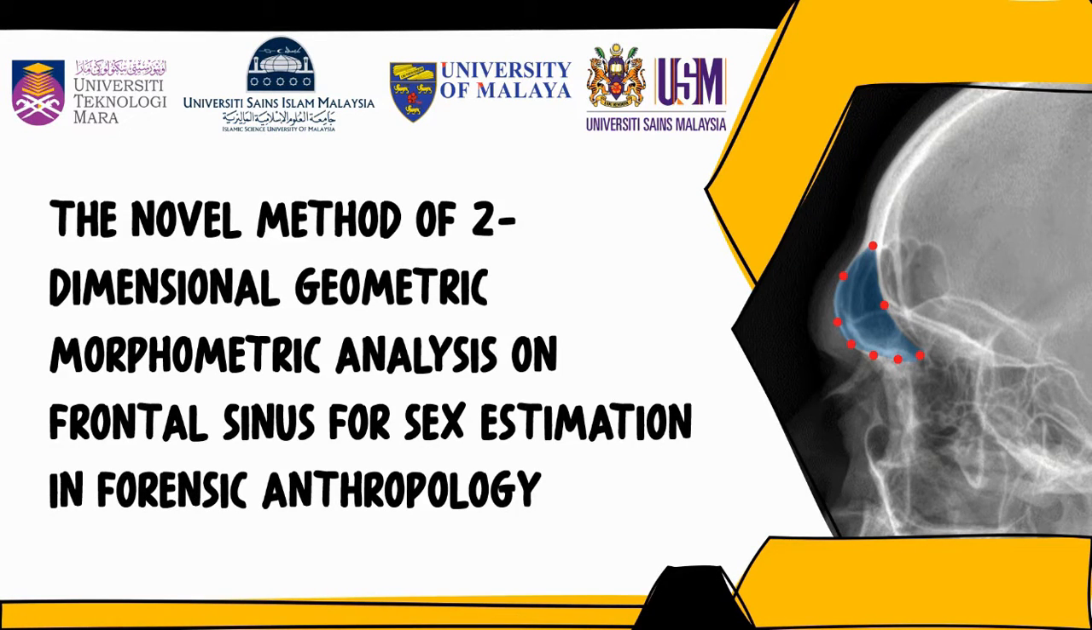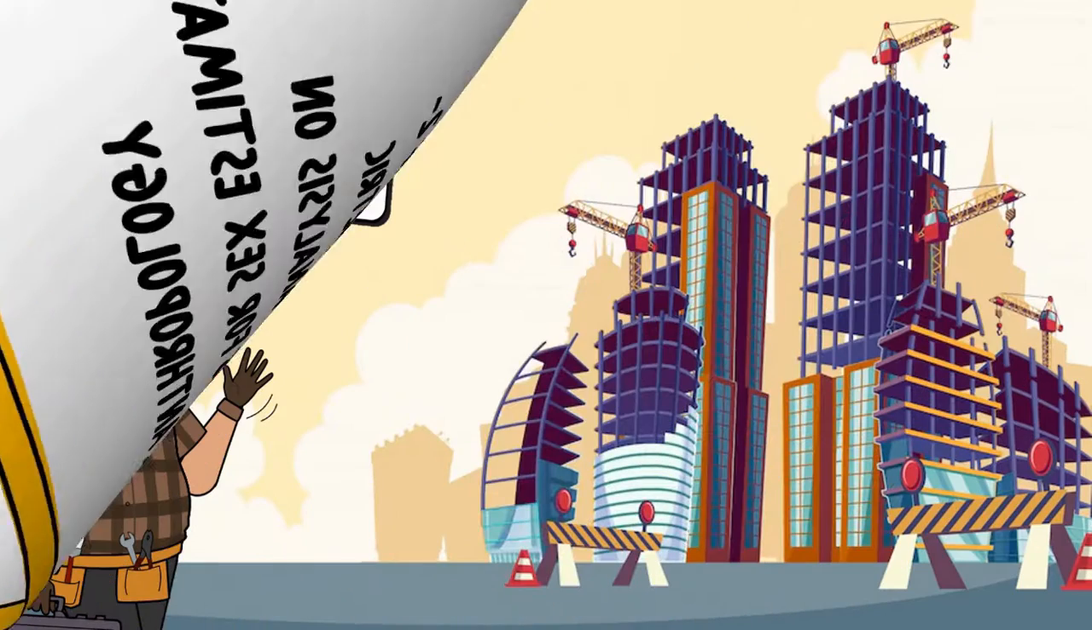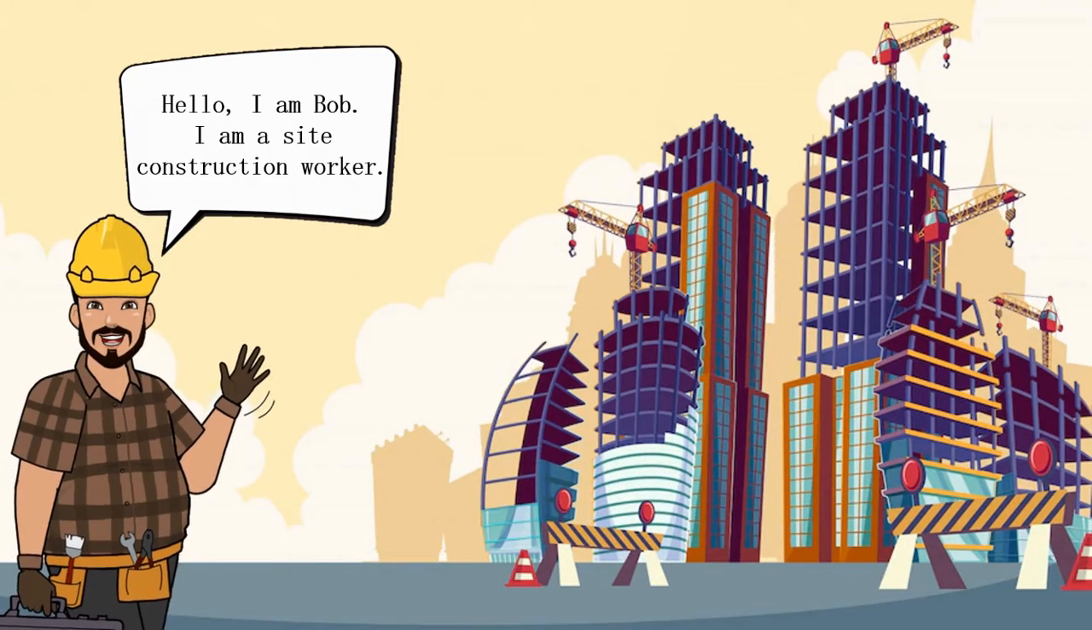Hello. In this video, we would like to present to you our project on the topic the novel method of two-dimensional geometric morphometric analysis on frontal sinus for sex estimation in forensic anthropology. This is Bob, a construction worker.